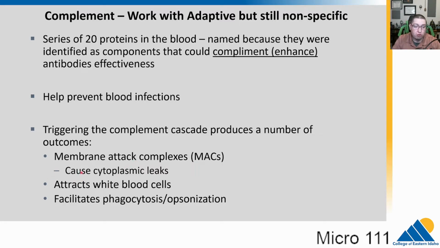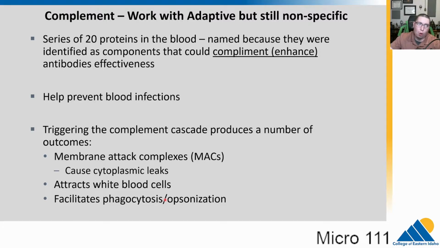They can also attract white blood cells, which can bring in phagocytes, but also T cells and things like that. And they can facilitate phagocytosis through opsonization, bringing in antibodies to create little handles for the phagocytes to grab onto. Complement is made in the liver.